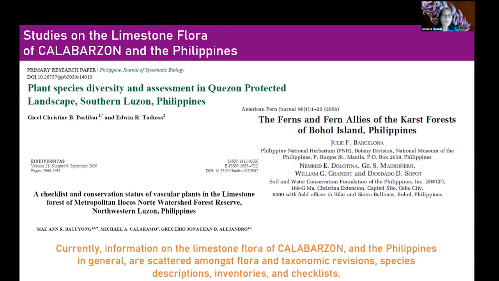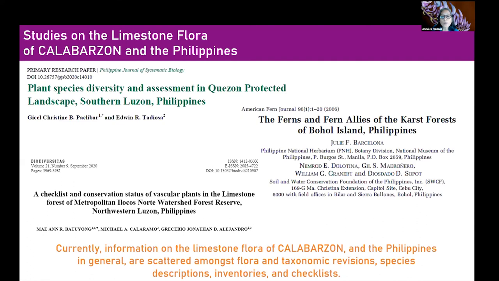studies have been done also to look at floristic composition, plant species diversity, vegetation analysis, like for example, this one done by Mr. Paklibar and Mr. Tadjosa on the Quezon Protected Landscape in Southern Luzon. So this one would cover mostly tree species. And then we also have this one, karst forest ferns and fern allies of Bohol. So these are done, published in different years. And I think the most recent here is this checklist and conservation status of vascular plants, limestone forest in Ilocos Norte Watershed Forest Reserve.